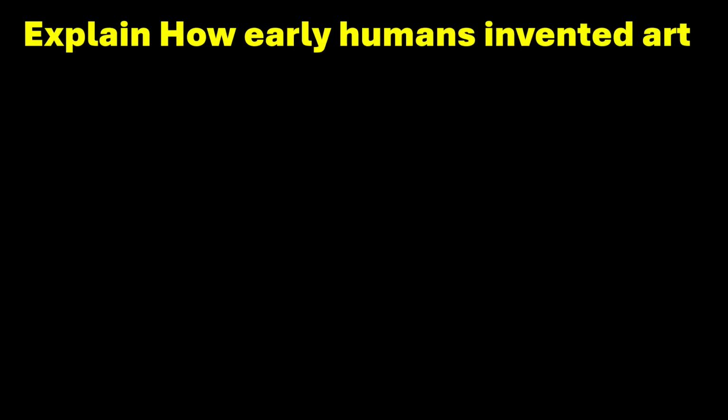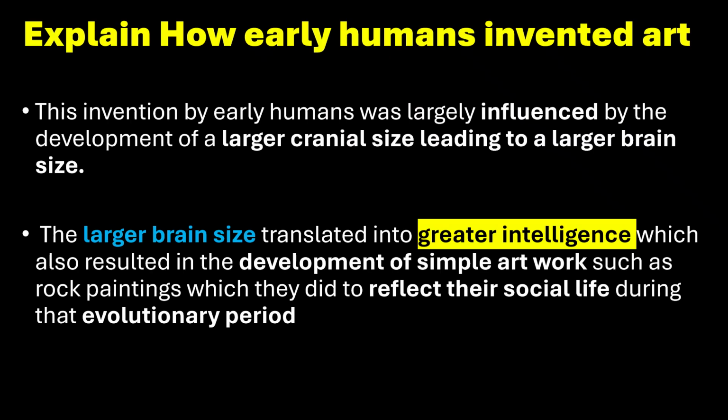Explain how early humans invented tools. It follows the same procedure. Everything depends on the brain size. So the invention by early humans was influenced by the development of larger cranial size, leading to larger brain size. Larger brain size translated into greater intelligence, which also resulted in the development of simple artwork such as rock paintings, which they did to reflect their social life through the evolutionary period. So the larger the cranial size, the larger the brain size, the more intelligent the organism becomes.